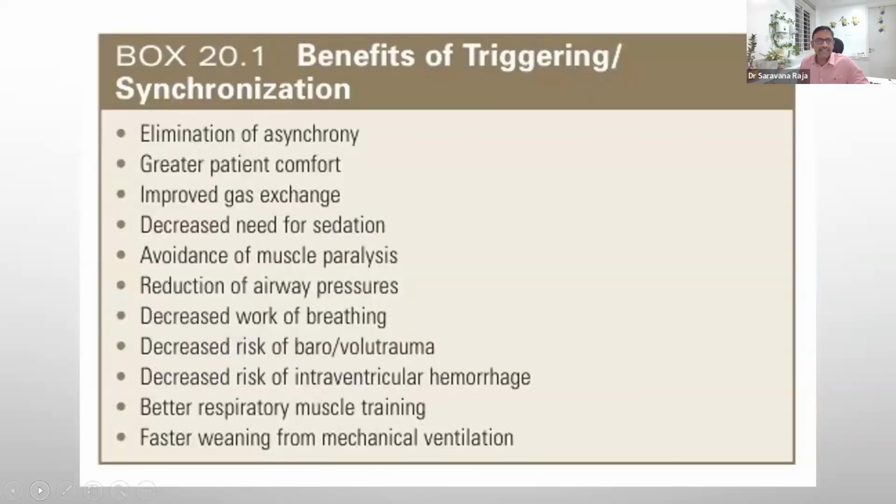So benefits of synchronization include, as we saw from the previous slide, it eliminates asynchrony, it gives comfort to the baby, and also it improves gas exchange, decreases need for sedation and muscle paralysis, and leads to better respiratory muscle training. Then there is a reduction in airway pressures because of coordination, decreased work of breathing, and decreased risk of barotrauma and volutrauma. Because of decreased fluctuations in intracranial pressure, there is a decreased risk of intraventricular hemorrhage. It helps us to wean fast from the ventilator so that we can avoid BPD.